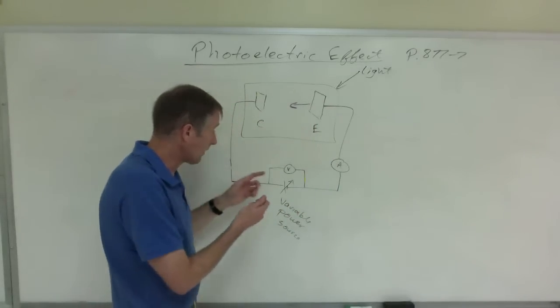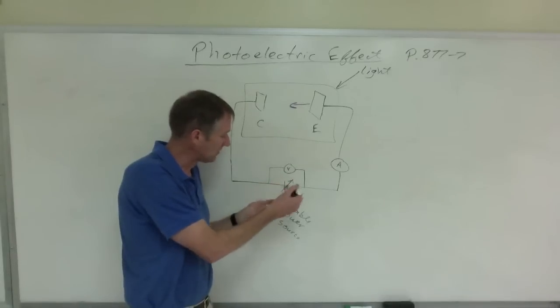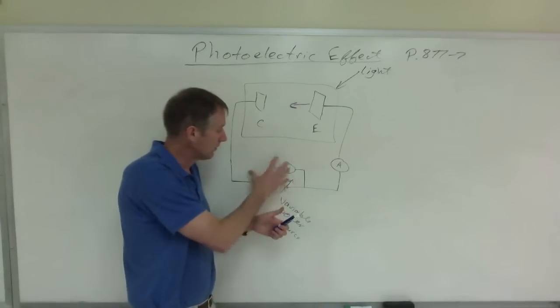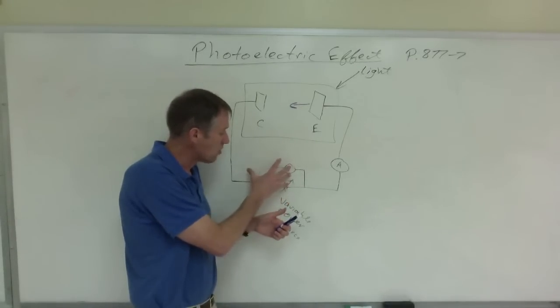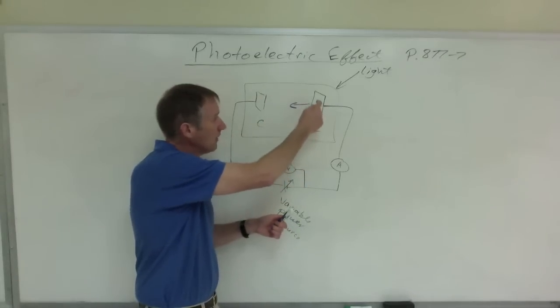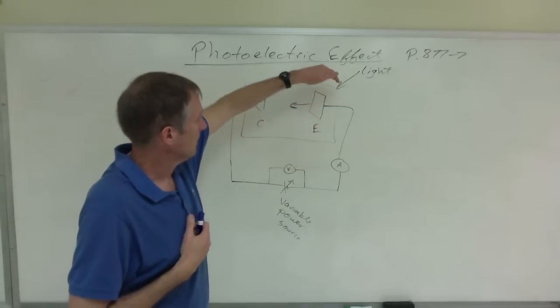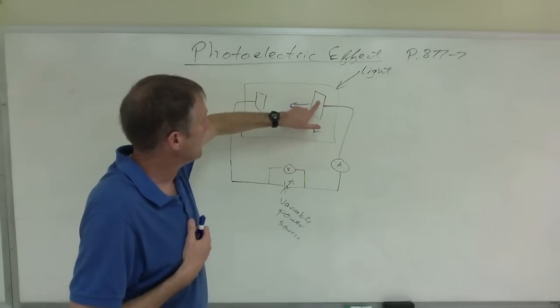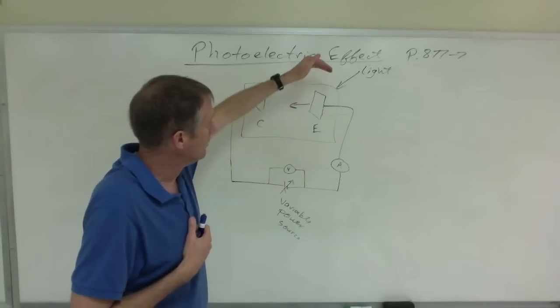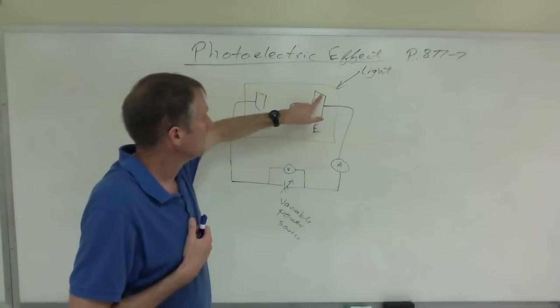So let's start off with the voltmeter at 0. So the battery's not helping at all. You got no potential difference here. Just wires connected to these two plates. All right, and then you shine light on this thing, and as you decrease the frequency, light strikes it.